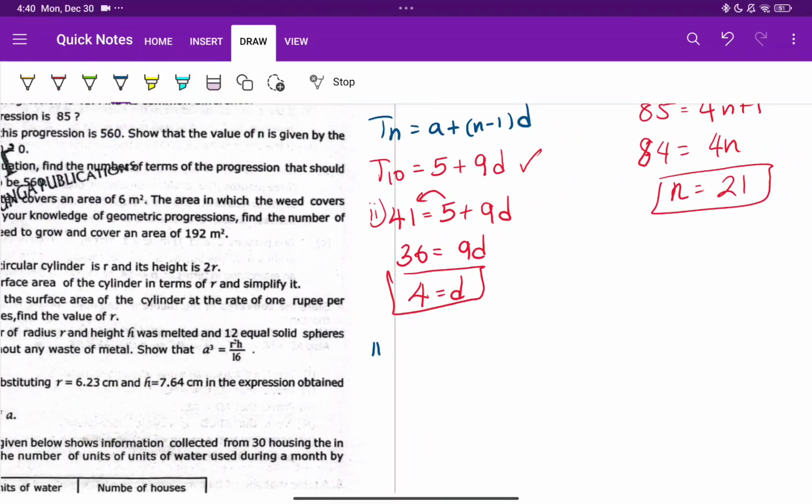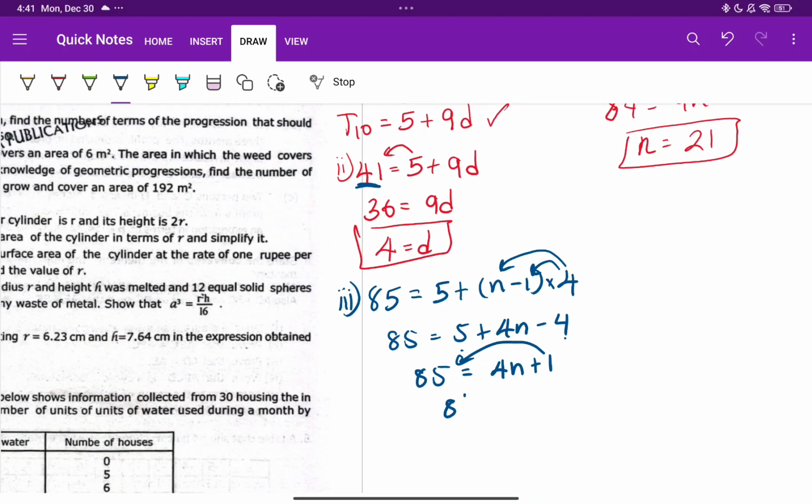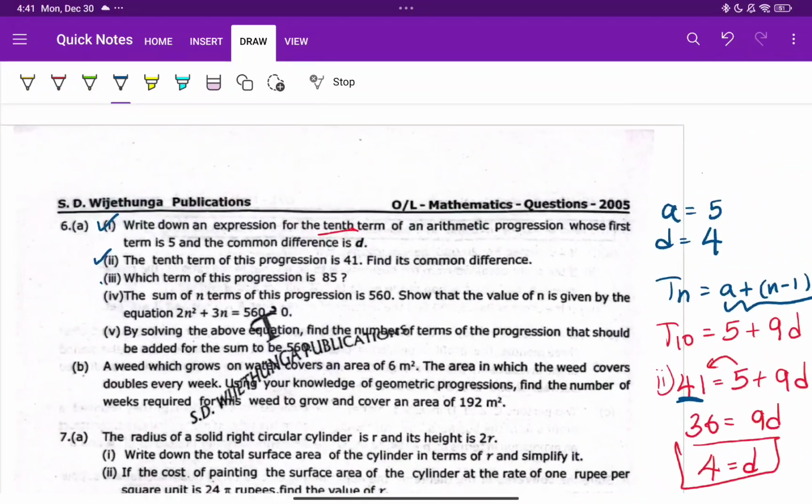Now we have to make 85 equal to the general term, right? So a is 5 plus n minus 1, d is 4. We have to find n. 85 is equal to 5 plus, we got to multiply, distribute this 4n minus 4. 5 minus 4 is 1, so 85 is equal to 4n plus 1. Now we can take this 1 away, that would give us 84 equals 4n, and then n is equal to 21. So it's the 21st term, right? Okay.